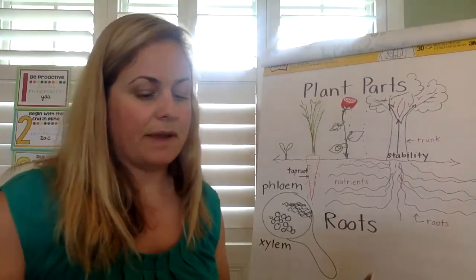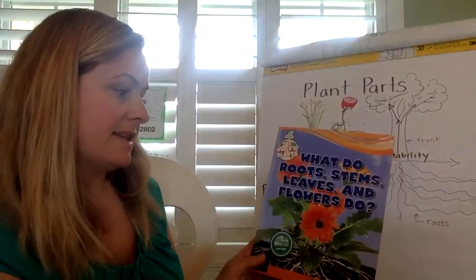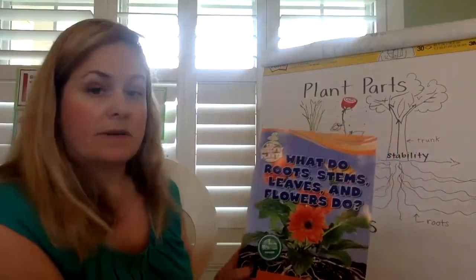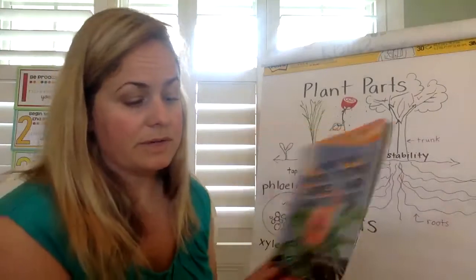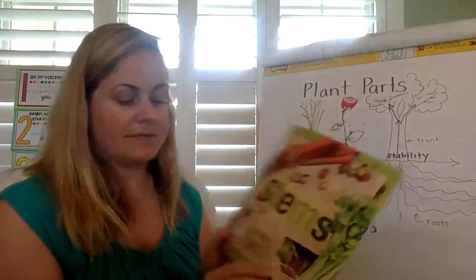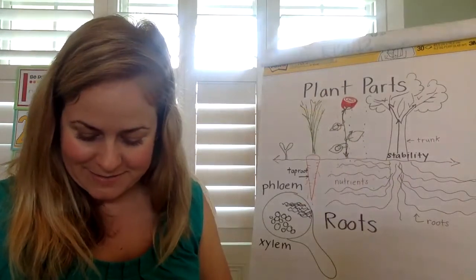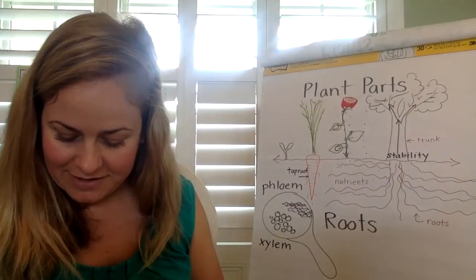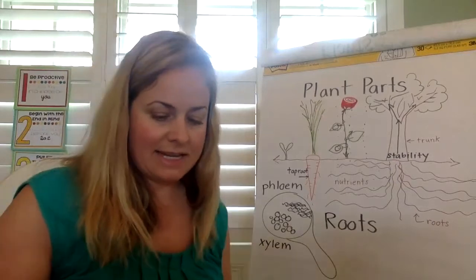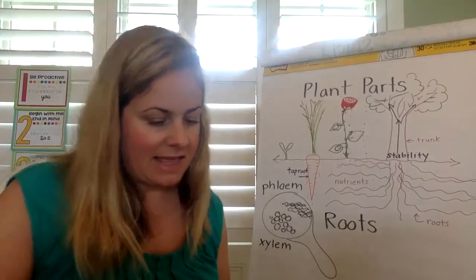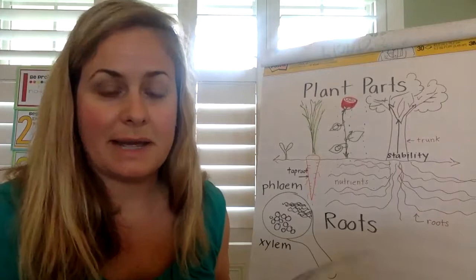We're going to stop there with What Do Roots, Stems, Leaves, and Flowers Do?, and we're going to focus on some more vocabulary words from this book called Stems, Learn About Plants. This book is written by Steffi Cavell-Clarke, and it is a book all about stems.